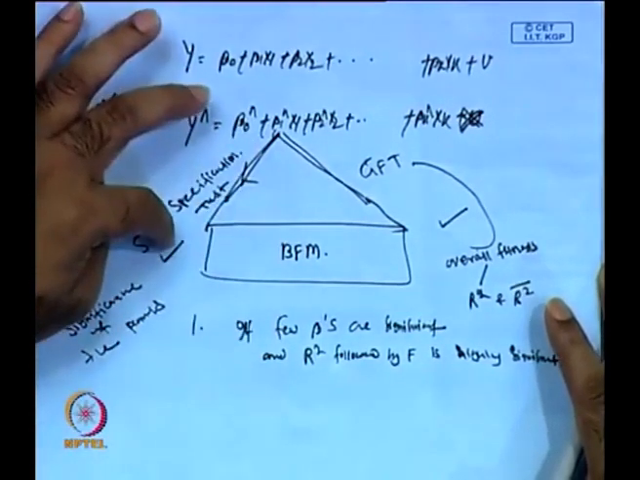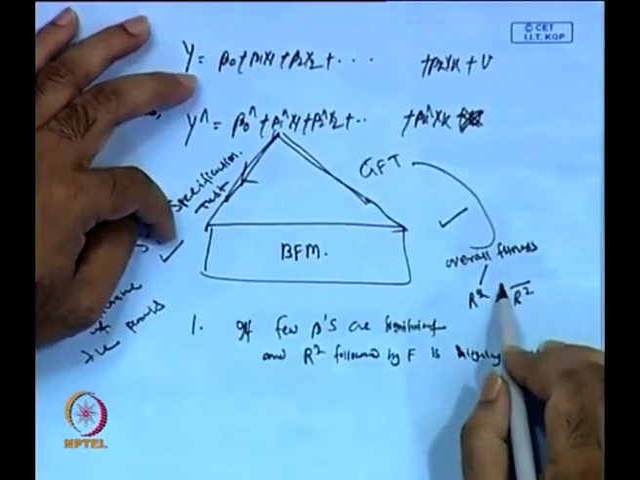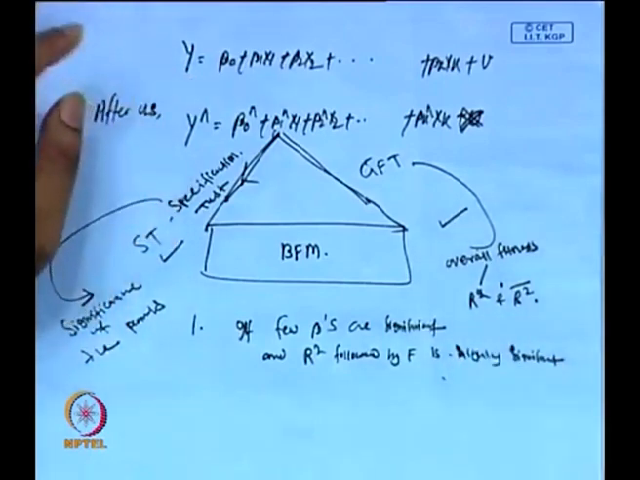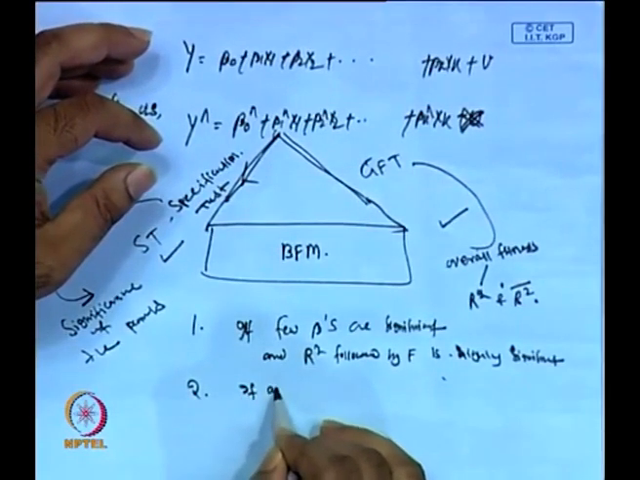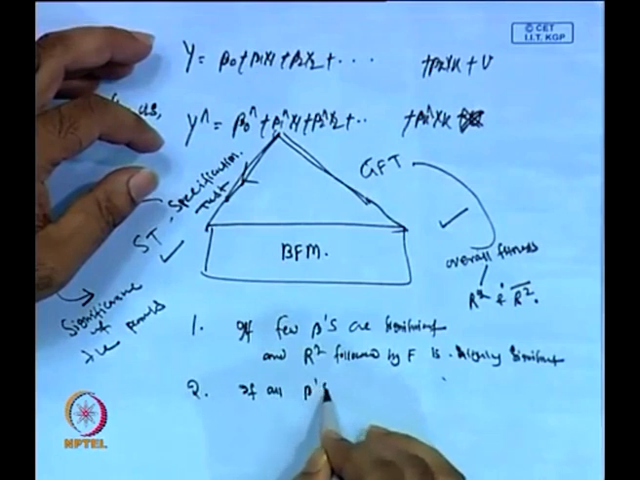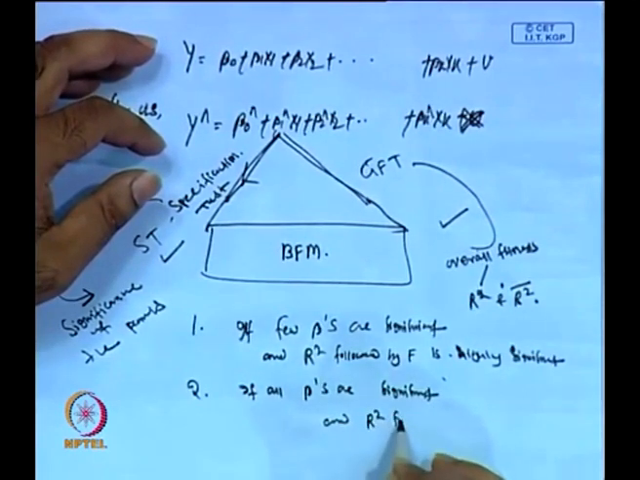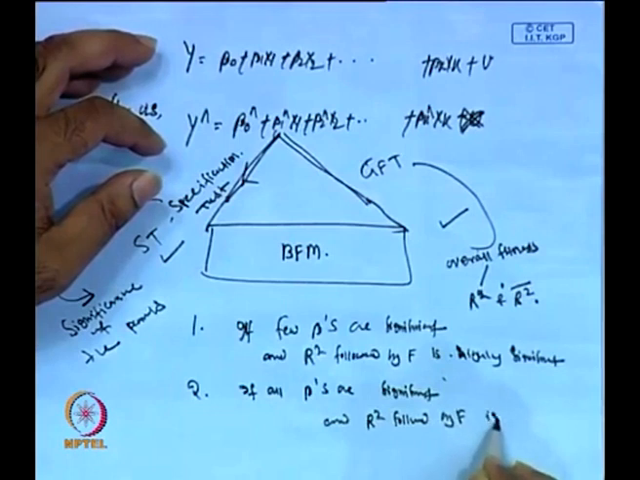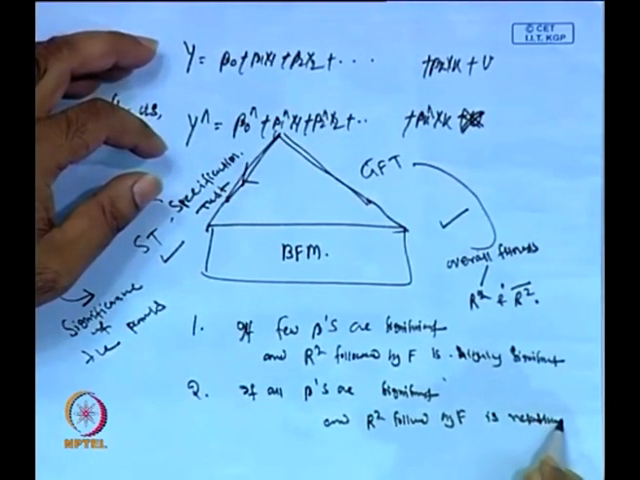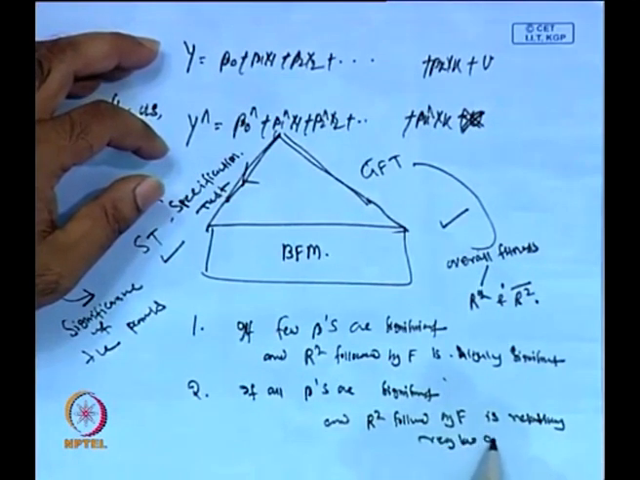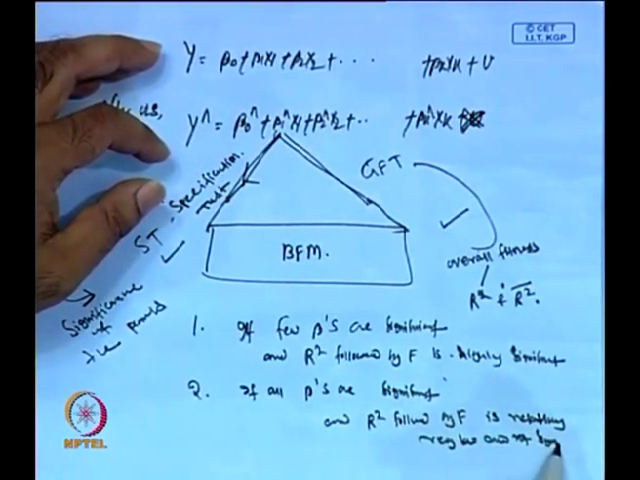But if few betas are significant and R square is very high and highly significant, then the problem is very complex. You cannot say that this model will be considered the best. This is one such issue where the model cannot be considered the best. Second issue, if all betas are significant and R square followed by F is relatively very low and not significant, respectively.